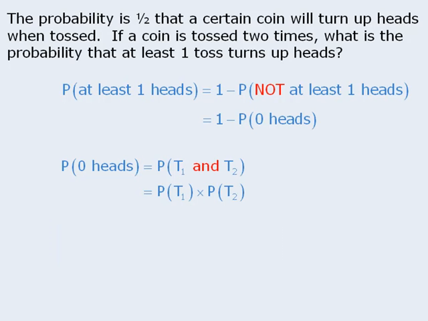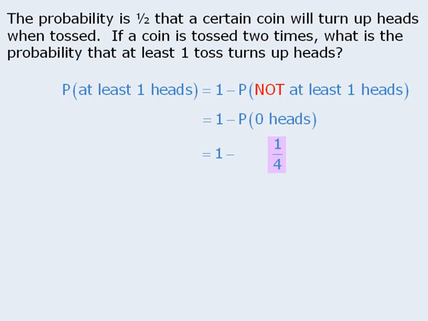Now that we have broken the probabilities into their basic components, we can evaluate the individual probabilities. The probability of getting tails on the first toss is 1/2, and the probability of getting tails on the second toss is 1/2. So the probability is 1/4, which means the probability is 1/4 that we get 0 heads when we toss a coin twice. When we add this information to our calculations, we get a final probability of 3/4. So using the complement, we can see that the probability is still 3/4 that at least one toss turns up heads.